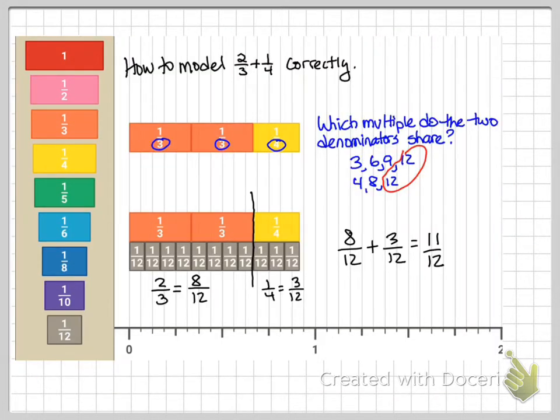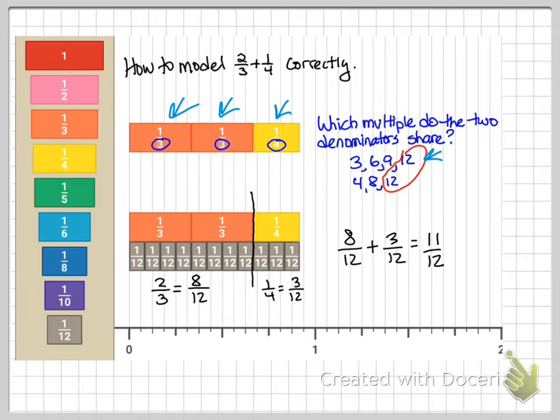This is how we would model 2/3 plus 1/4 correctly. So we have a third here, a third here, and a fourth here. And teachers have taught you that in order to add fractions with unlike denominators, you have to find what's called the least common denominator, or we call that the least common multiple. Here I've shown this by skip counting. I have skip counted until I find a number that both 3 and 4 share, and in this instance, it is 12.